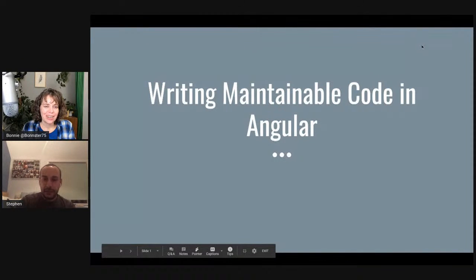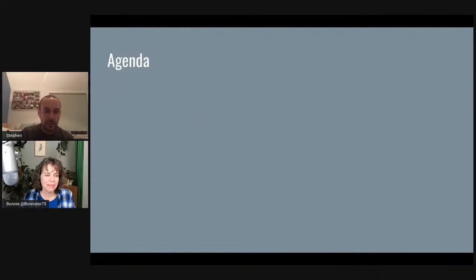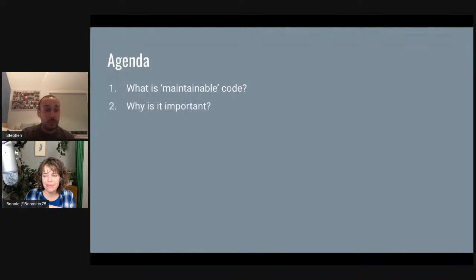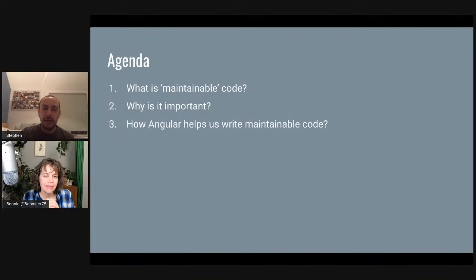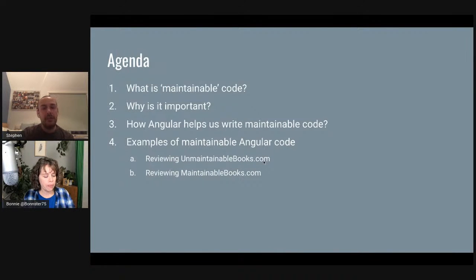Okay, so yes, writing maintainable code in Angular is what I'm going to be talking about. This is what we're going to go through. We're going to discuss what is maintainable code, why it's important, how Angular can help us write maintainable code, and the features that it has that allow us to write maintainable code. And then we're going to look at some examples. I've got two different examples. One of them is unmaintainable, so it shows you some messy code and where the problems are in that. And then the second one is more about how it's structured, which makes it more maintainable for the longer term.